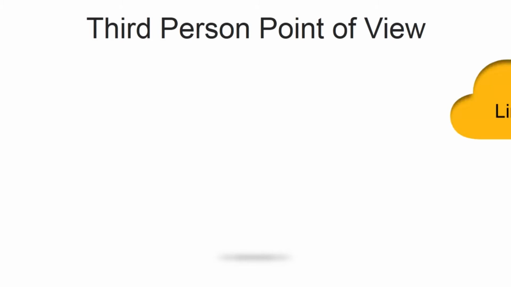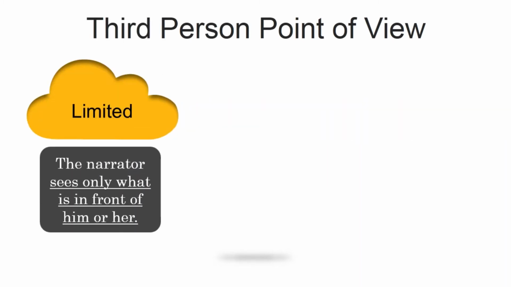First, limited. The narrator sees only what is in front of him or her, a spectator of events as they unfold and unable to read any other character's mind. In other references, it is third-person objective. The facts of a narrative are reported by a seemingly neutral, impersonal observer or recorder.